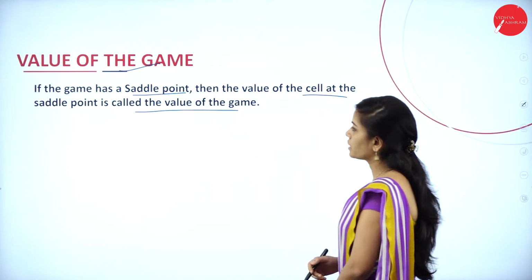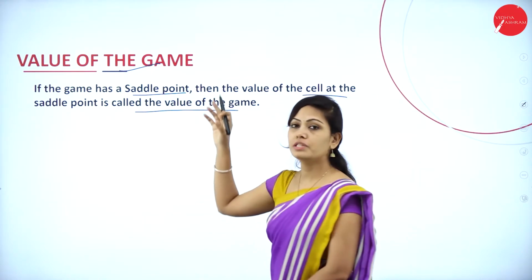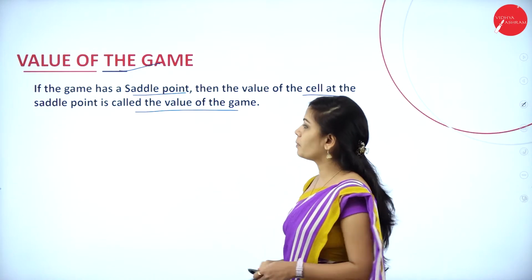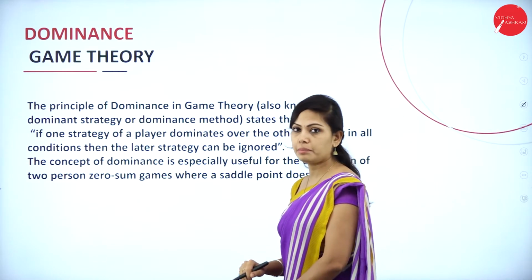So what is the value of the game? The value of the cell at the saddle point is called the value of the game. It is a 2 marks question. And the next concept is dominance in game theory.